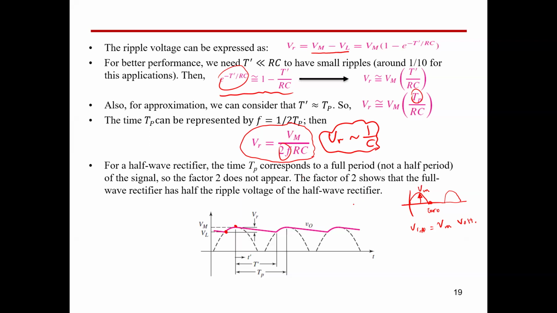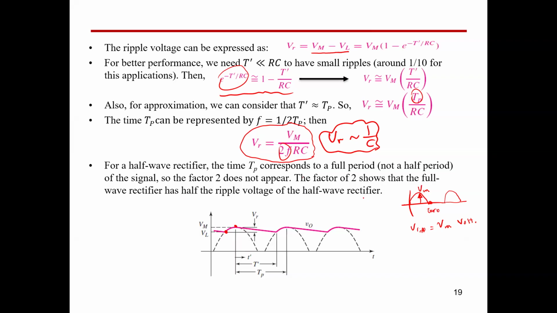But let's read the note we have here. So here, guys, as we mentioned, TP is the half period time. So we replace it by 2 frequency. So the factor 2 we have here shows that the full wave rectifier has half of the ripple voltage of the half wave rectifier. How does it come?